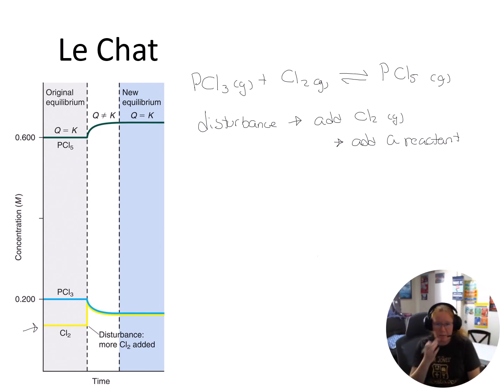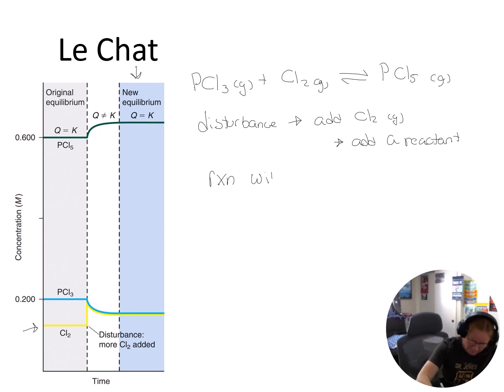Okay, so I've added that reactant. So what needs to happen here? What does my system need to do? So I have increased the concentration of one of my components, which means my system needs to consume some of it. All right, so if I consume a reactant, I'm going to form more what? I'm going to form more product. And so you can see after it's reestablished equilibrium, did the concentration of my product go up? Yes, it did. So the reaction will shift toward products.